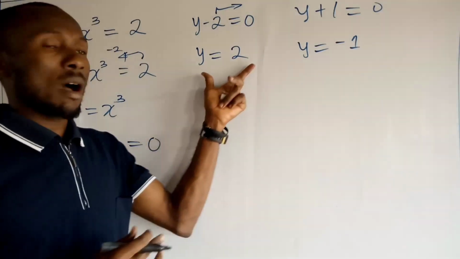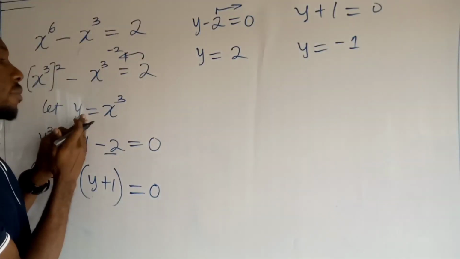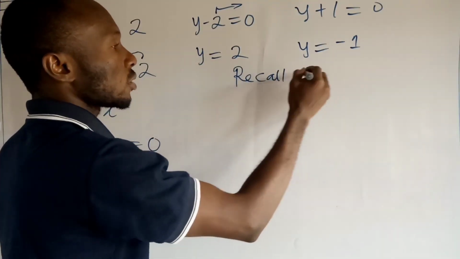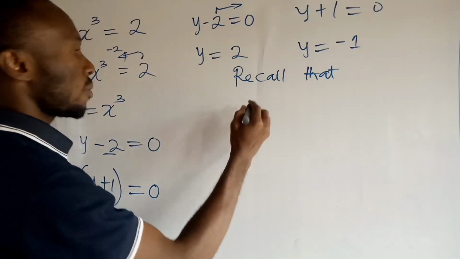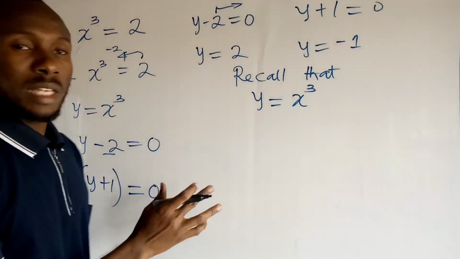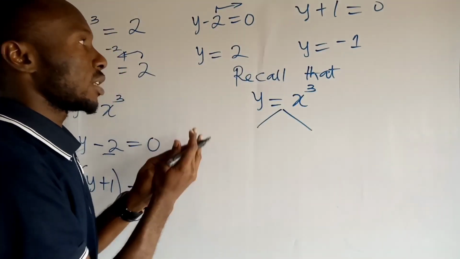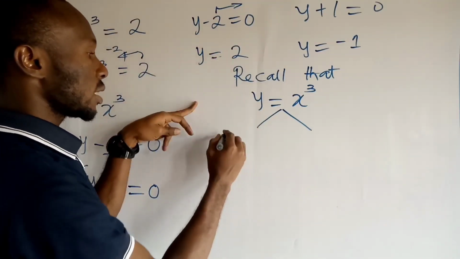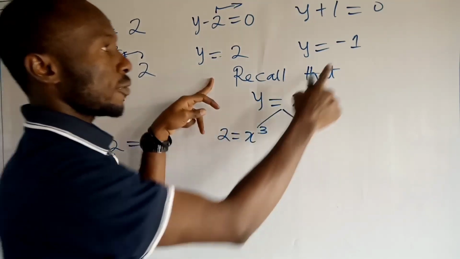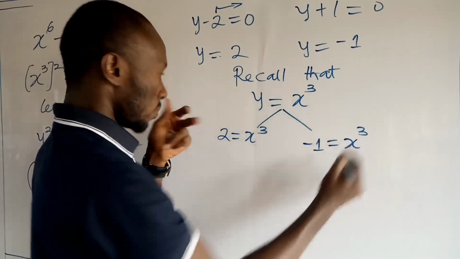But remember, this is not our final result because we made a substitution. We said let y be equal to x to the power 3. So recall that y is equal to x to the power 3. And now you can see that we have two values of y, so we're going to solve this in two different ways. For this one, we have 2 is equal to x cubed for y here. Then for this one, we have -1 is equal to x cubed.